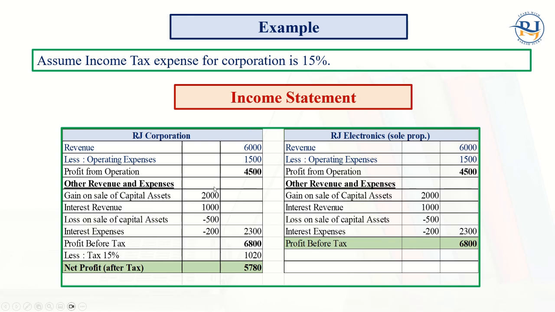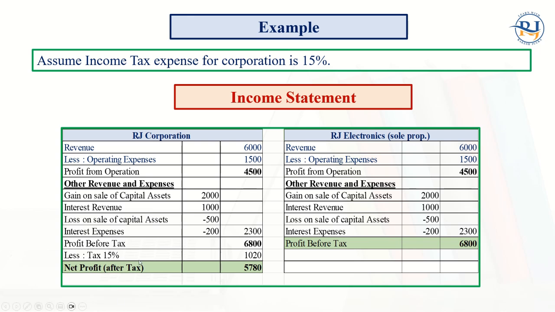So both forms of organization have a similar kind of income statement. There is no difference at all. But the only difference is here at the tax part. In the corporation, the tax will be considered as an expense, right? So in this case, it is an expense of the corporation actually.